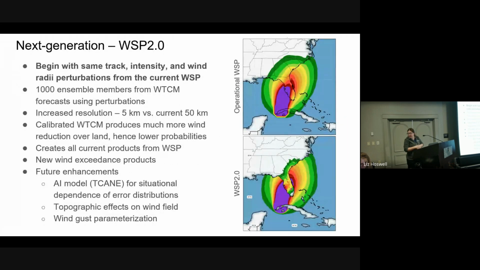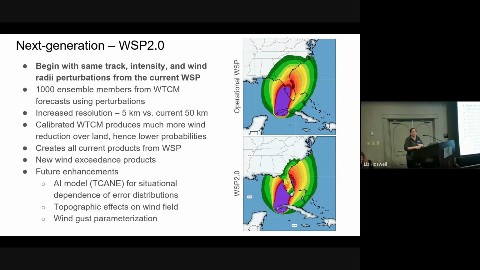Next slide. So this is the next generation of the wind speed probabilities. This is a comparison. It's not just the models being replaced. There's a lot of other things going on. One of the more notable is we're increasing the resolution from 50 kilometers to 5 kilometers, which makes a big difference. And you can see an example on the right of the operational wind speed probabilities versus WSP 2.0.